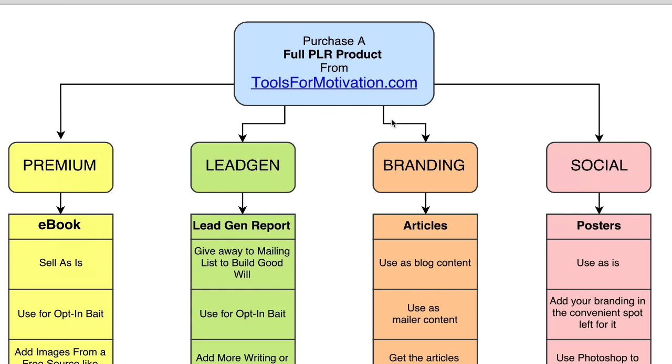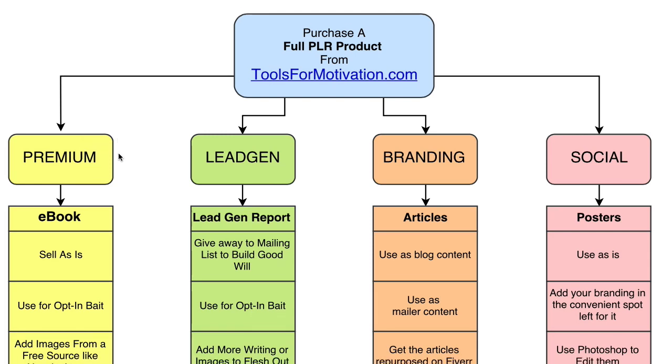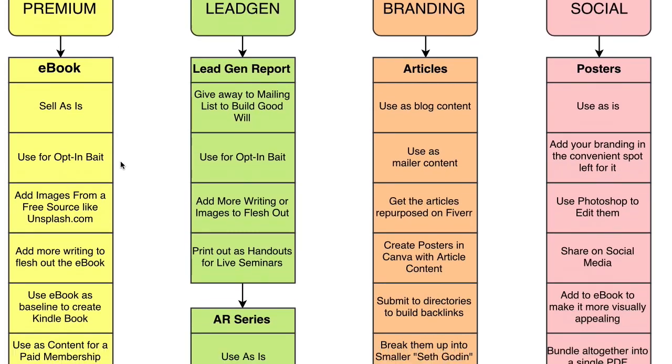Anytime you want to do this yourself, go to toolsformotivation.com and click the shop link at the top, and then look for any products priced between $97 and $147. All of those products fall into this category, and they include four main sections. Hopefully you can see my mouse moving around the screen. On the left side there is premium, and then there's a lead generation folder. There is a branding folder, and then finally a social folder. And as we go through this video, I'm going to show you what you can do with the content in each one of those folders.